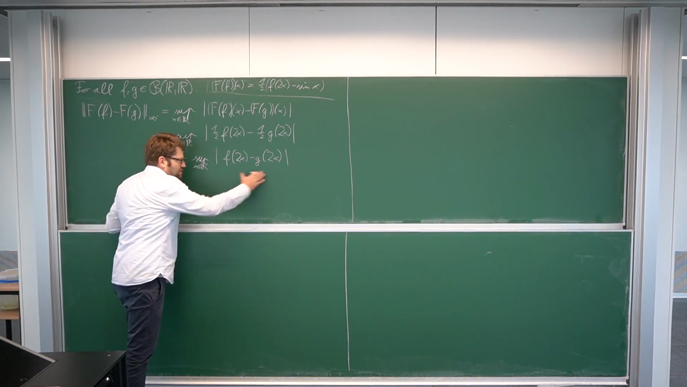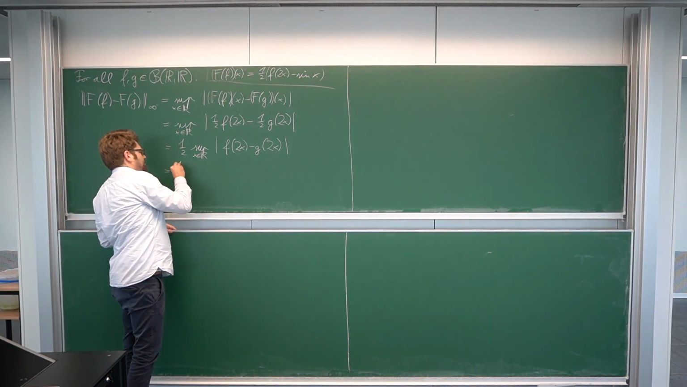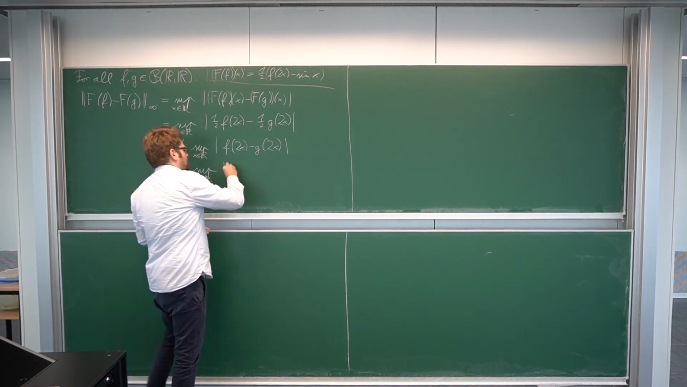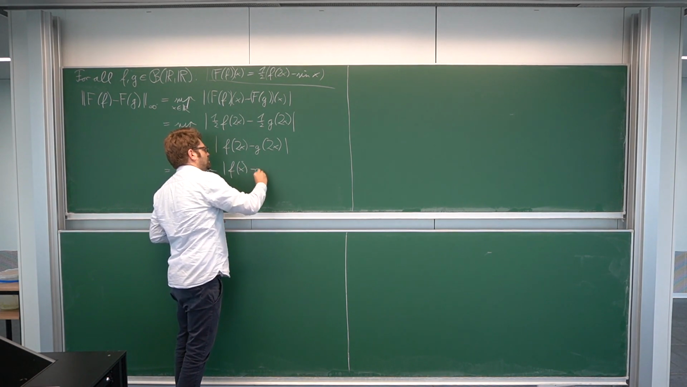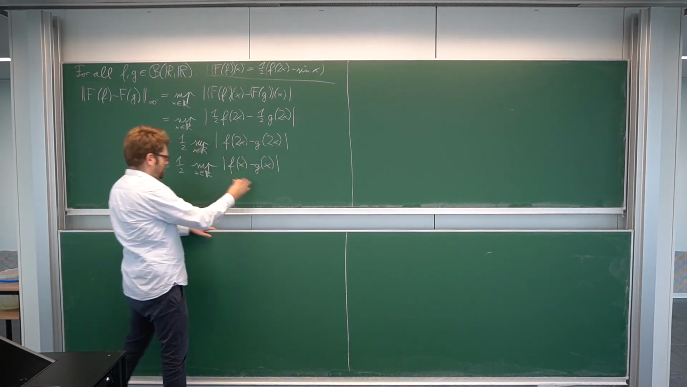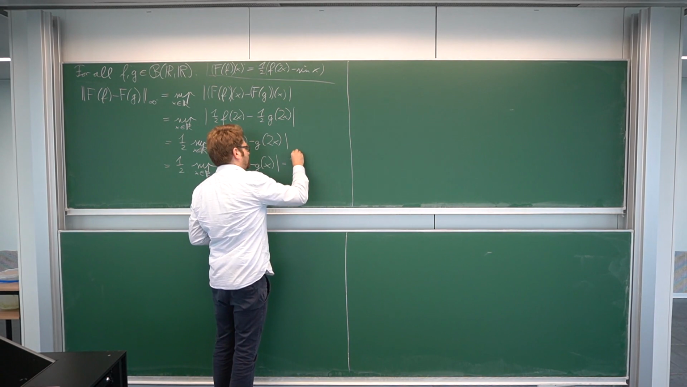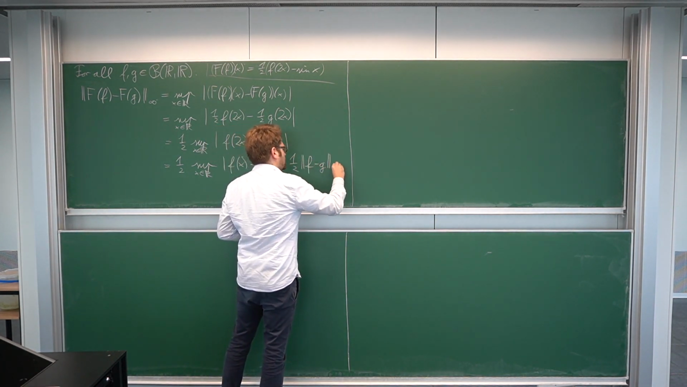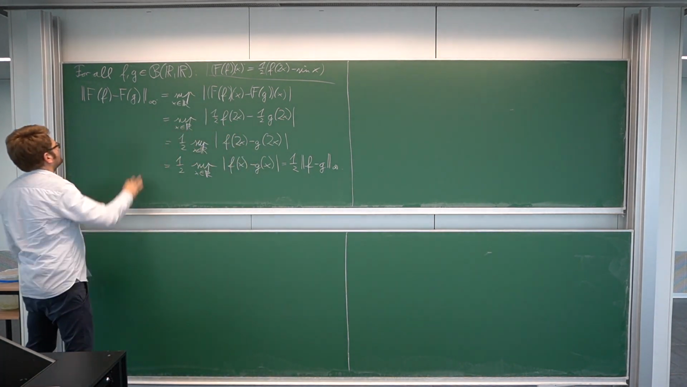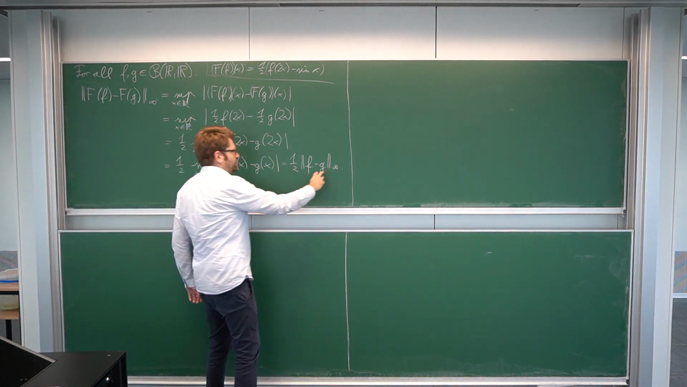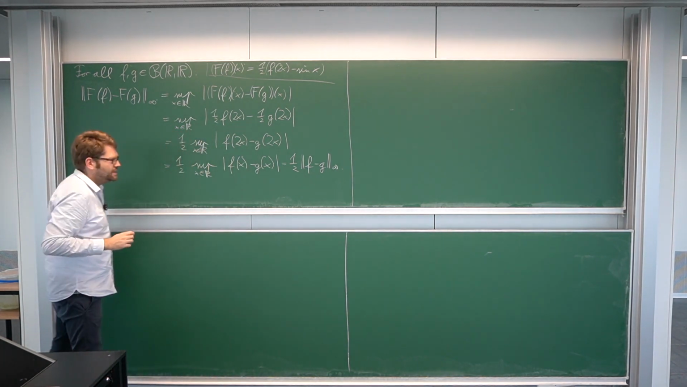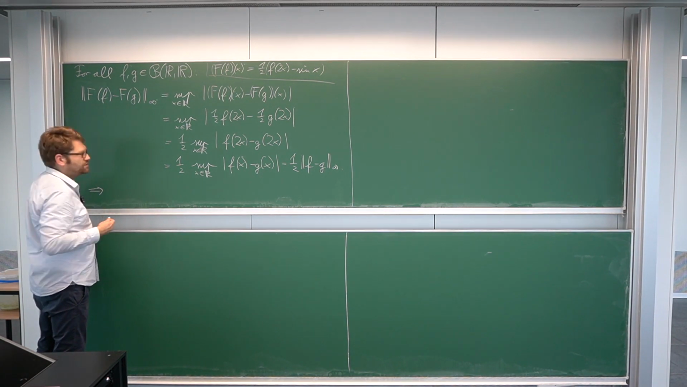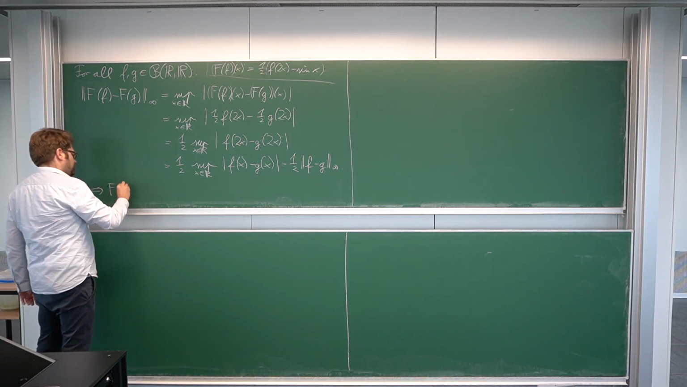So if we just consider the supremum of this expression, this is the same as 1/2 the supremum over all x in R of F of x minus G of x. And this is simply the sup norm of F minus G. So here we've shown that this difference is even equal to 1/2 of the norm of F minus G, and we only need smaller than or equal to. So this implies, 1/2 is clearly smaller than 1, so F is a contraction.